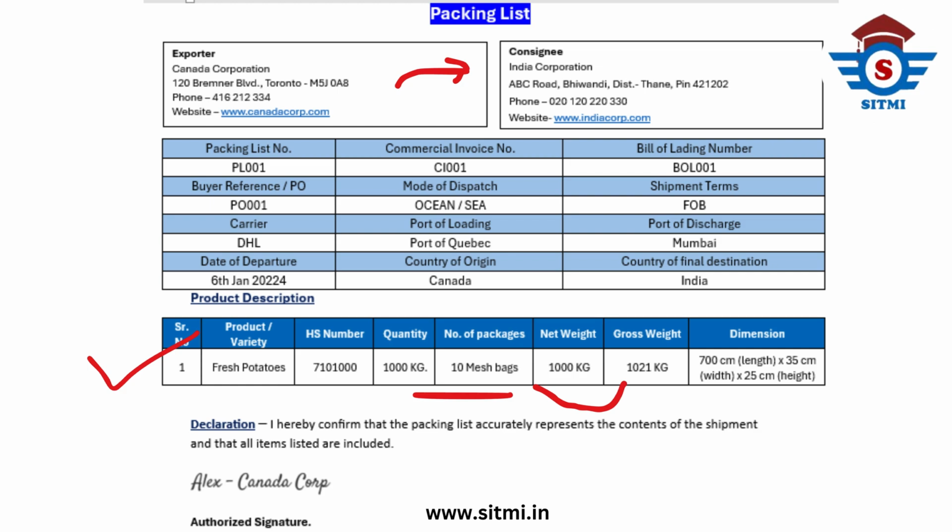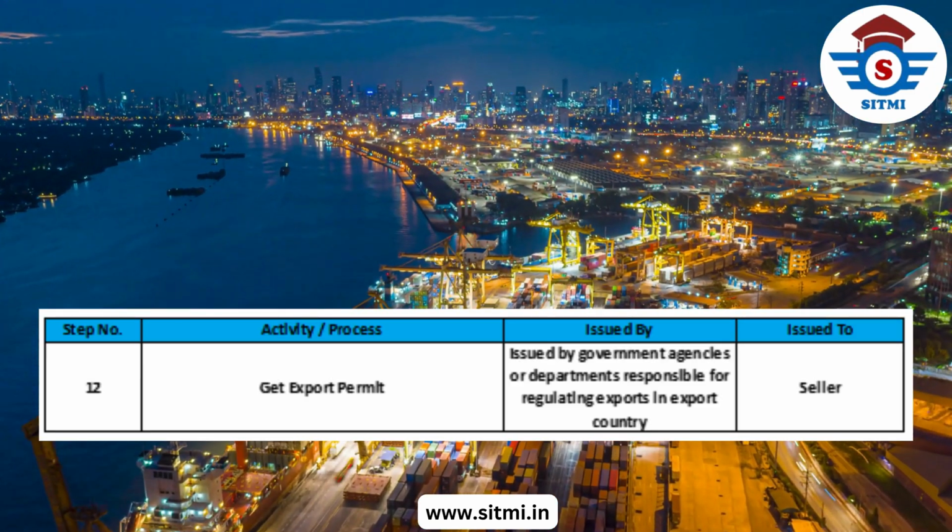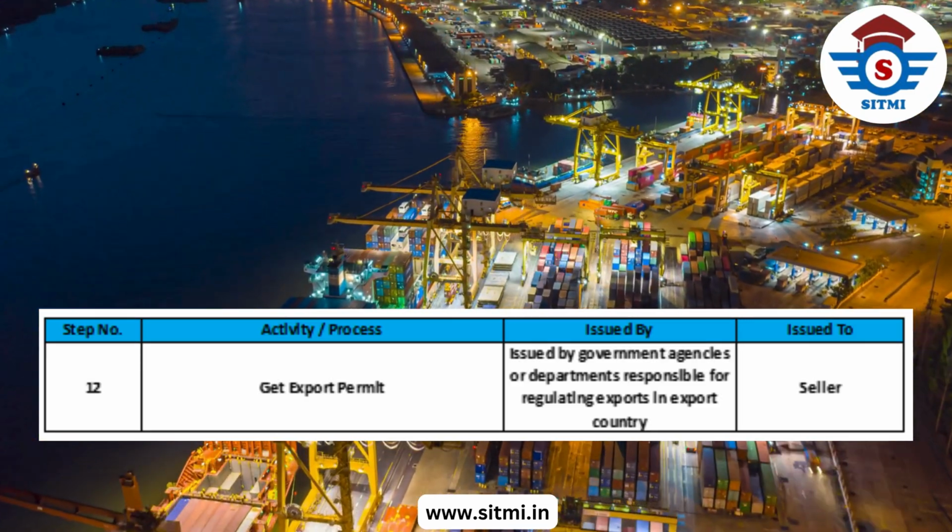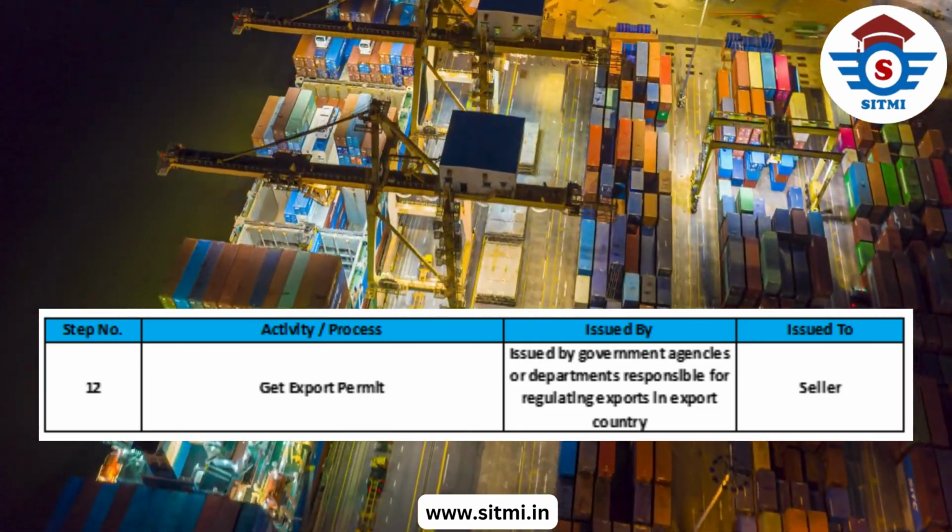So we have seen that a packing list serves as a vital document for accurately documenting the contents of a shipment, facilitating smooth logistics and inventory management process, and also ensuring compliance with shipping regulations and customer requirements. Now, after the packing list is completed, next step is to have the export permit. Now let's understand what is export permit.